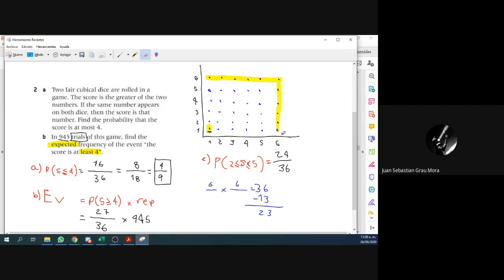Profe, no se cancelan 13 porque en los 6 hay 11 en realidad, porque uno se comparte. Ah, look at that! All right. 24. All right. No, not with this color.